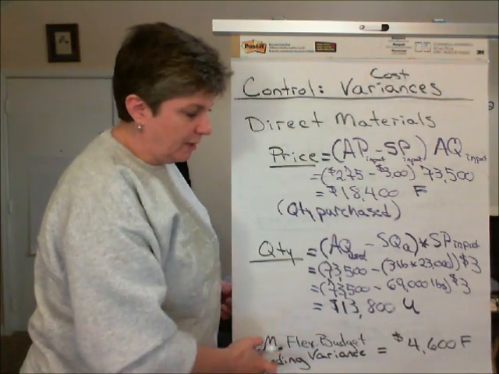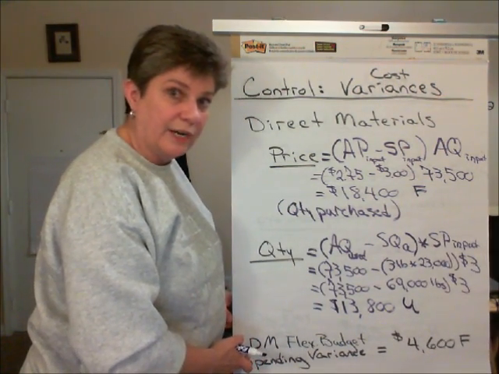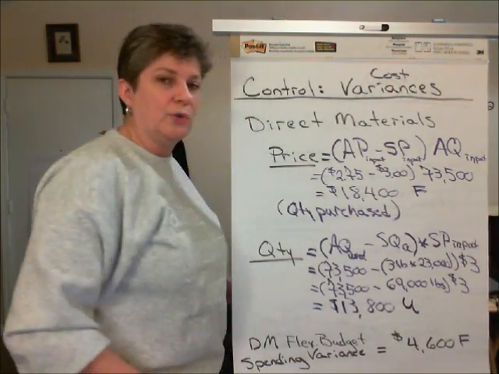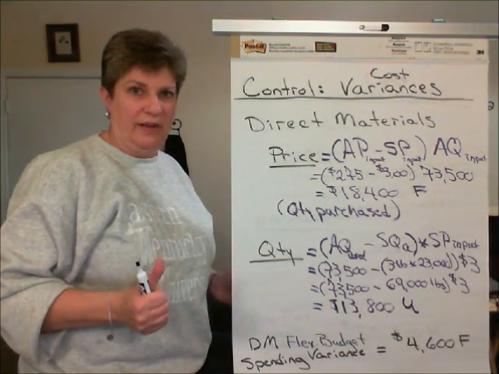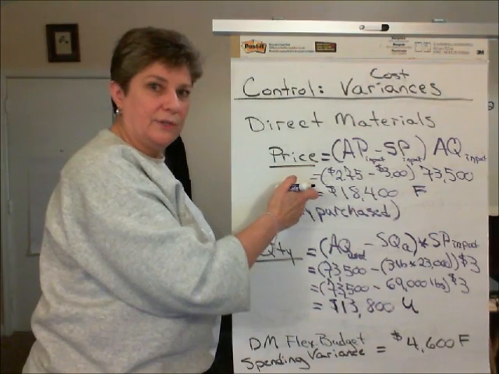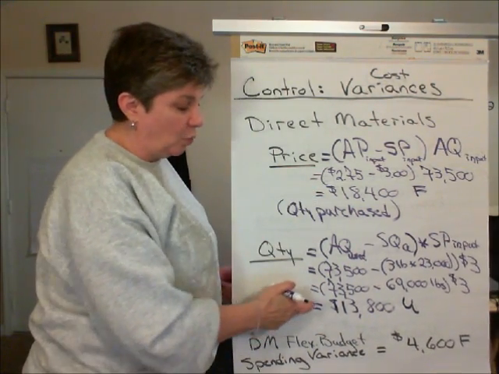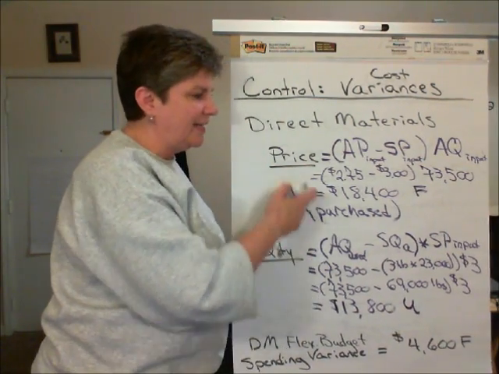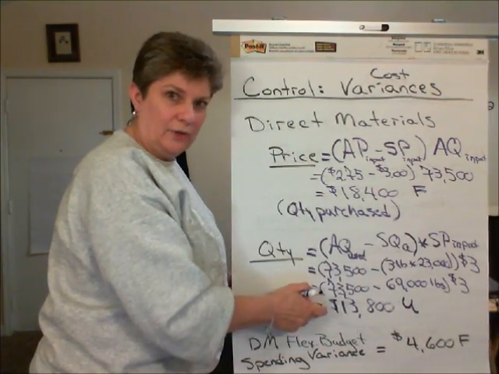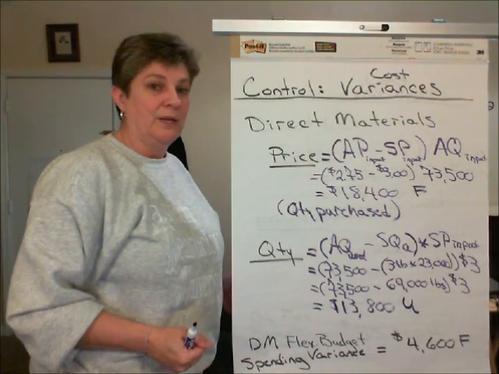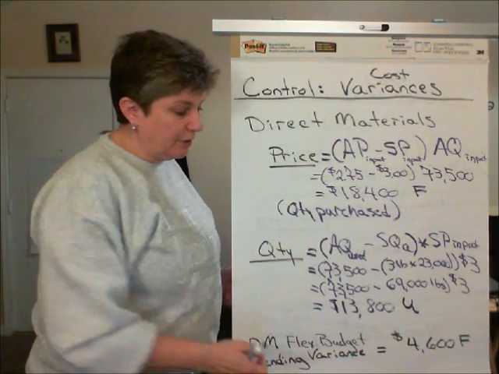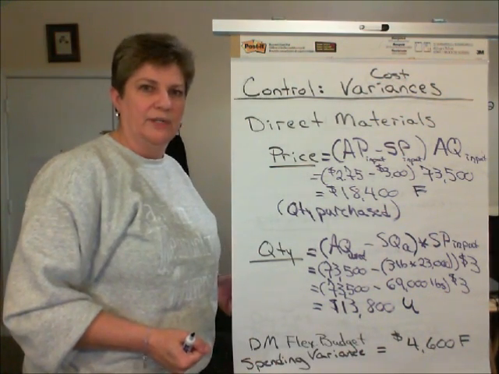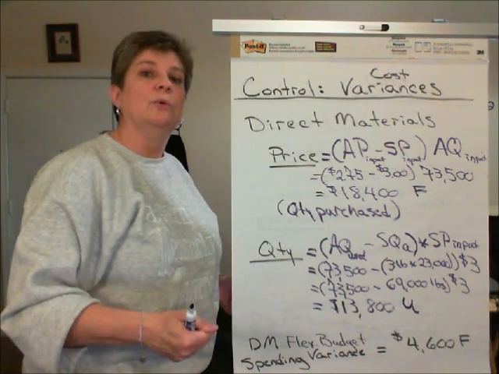Yes, they did, because the net materials variance is a $4,600 favorable variance. The savings on purchase price outweighed the additional cost due to waste, if that is indeed what caused this quantity variance. So far, so good. Overall favorable variance on materials. Next, we'll look at labor.